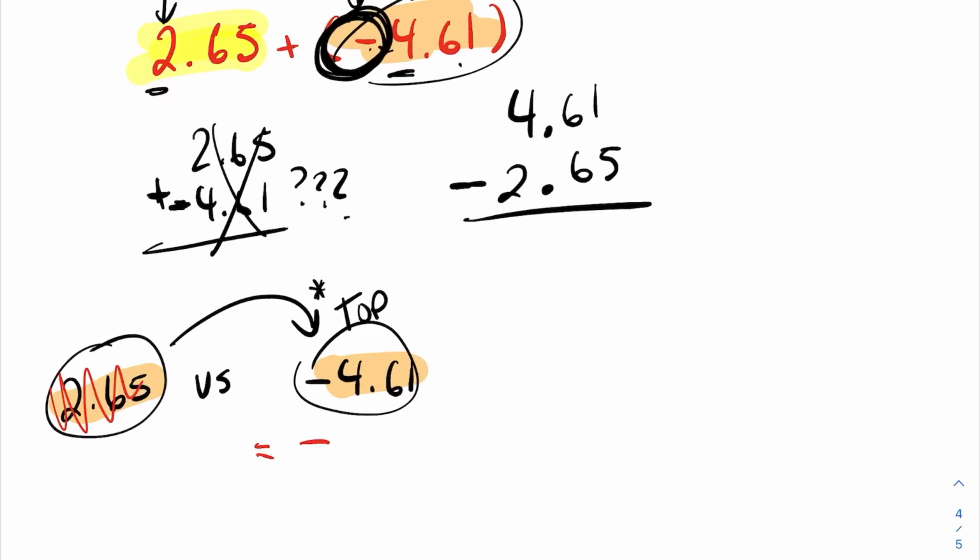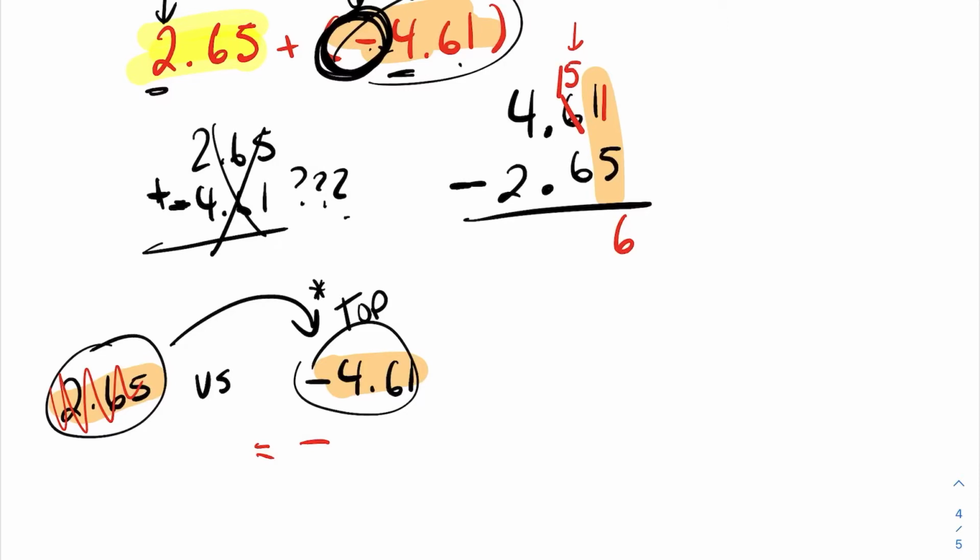1 minus 5, you can't do it. So you have to make it into an 11. That means you have to borrow and take this guy down to 5. Then you can do 11 minus 5. That is 6. So you do that part next. Then you look at this 5. Can 5 subtract 6? Well, it can't. So then you give it 10 and you make it into 15.